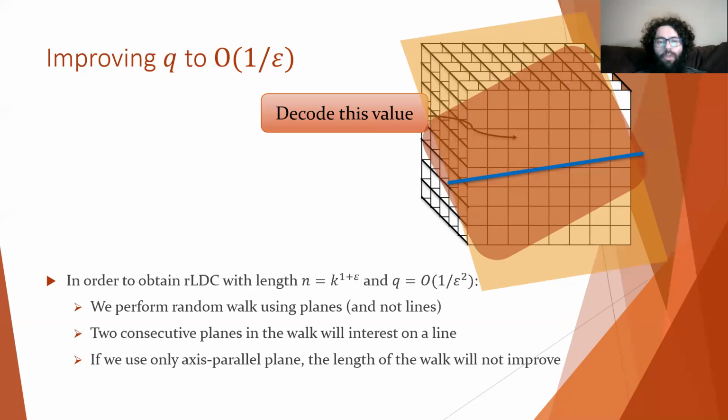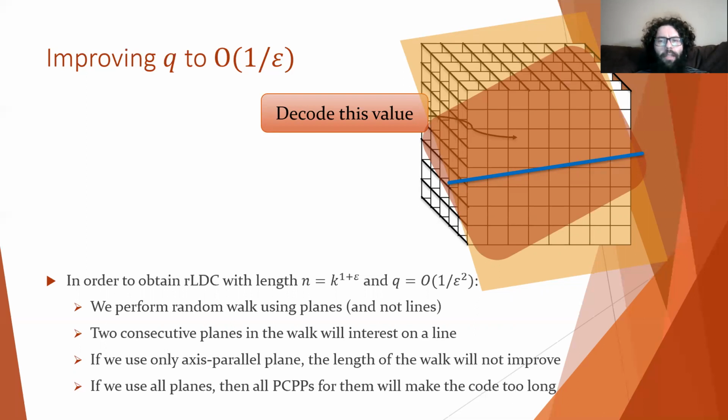So here are some facts. If we use only axis parallel planes, then the length of the walk will really not change. So the query complexity will stay about the same. If we use all planes, then it's too many planes, right? So all planes, remember, for each plane, we want to have a proof of proximity. And if you do the arithmetics, then all these planes together, there's too many of them. So the PCPP parts of the encoding will be just too long. Okay, so each PCPP is maybe short, but there's too many of them, so it will be long.